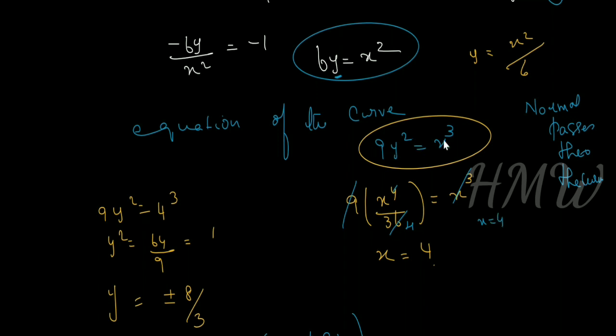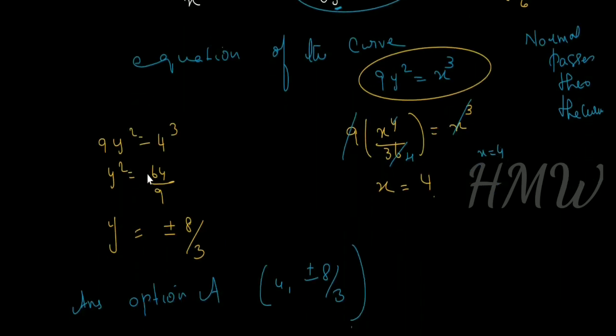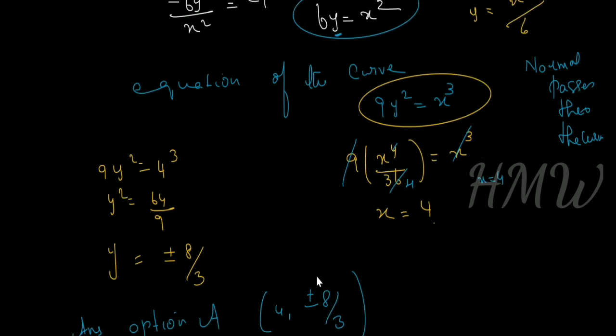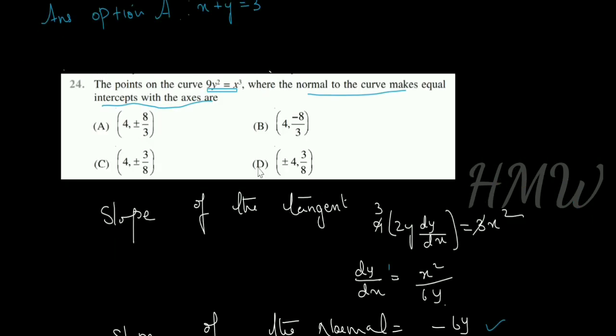Now substitute x is equal to 4 in the curve. So we get 9y square is equal to 4 cube. So y square is equal to 64 by 9. y is root of 64 by 9, plus or minus 8 by 3. So the option is A, 4 and plus or minus 8 by 3. That is, option A is the answer. Thank you.